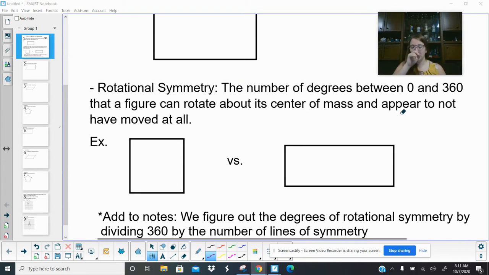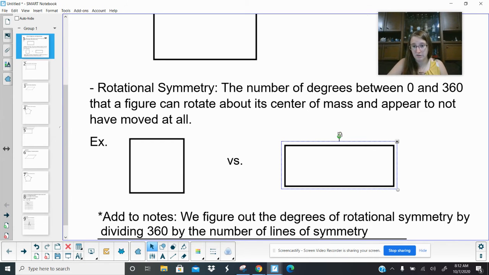This is the number of degrees between 0 and 360 that a figure can rotate about itself and appear not to have moved at all. So for example, when I have, again, a piece of paper here, we're going to look at some examples. It looks like this to start with. Ignore the fact that we've got these holes. Imagine this was just a blank piece of white paper, like printer paper, because I don't have any right now. If I rotate it this way, that's not rotational symmetry because, going from here to here, it doesn't look like where it started.